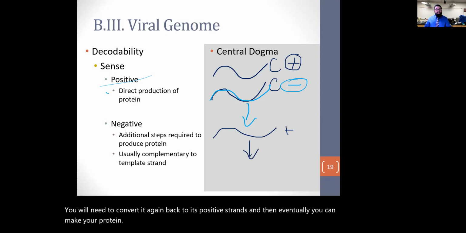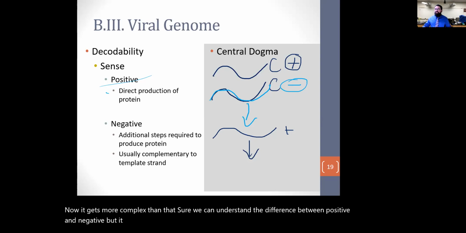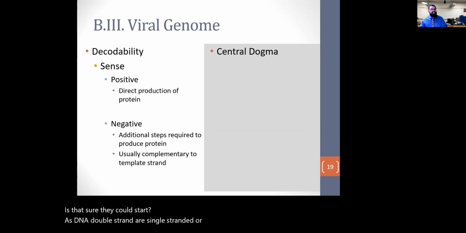Now, it gets more complex than that. Sure, we can understand the difference between positive and negative, but it doesn't stop there. What's something very unique about viruses is that, sure, they could start as DNA, double-stranded or single-stranded, or again, positive sense or negative sense. But again, remember that our viruses can also start as RNA. And we know that the positive sense of RNA will directly produce protein for us.